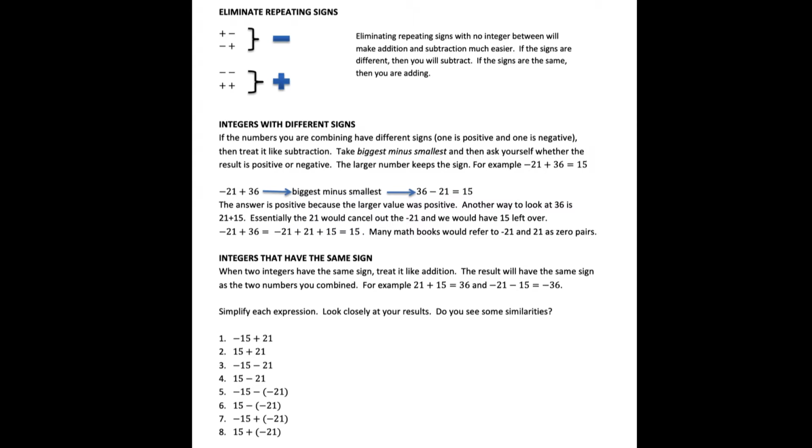First things first, whenever you have double signs, you're going to turn them into a single sign. What that means is if you have a combination of plus signs and minus signs, two of them, and nothing in between them, so no number, no variable, no nothing, you're going to combine them into a single sign. So if those signs are different, you're going to be subtracting. And if the signs are the same, then you're going to change it to addition.